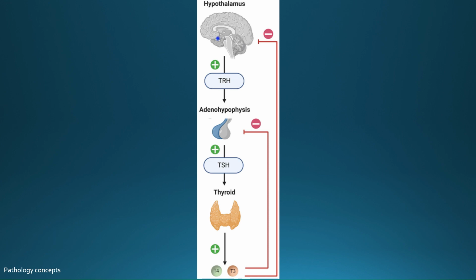The TRH secreted by the hypothalamus positively stimulates the pituitary gland to secrete TSH. TSH secreted by the pituitary gland positively stimulates the thyroid gland to release T3 and T4. If T3 and T4 are produced excessively by the thyroid gland, then it will pass a negative feedback mechanism to the pituitary gland and hypothalamus to reduce secretion of TRH and TSH.